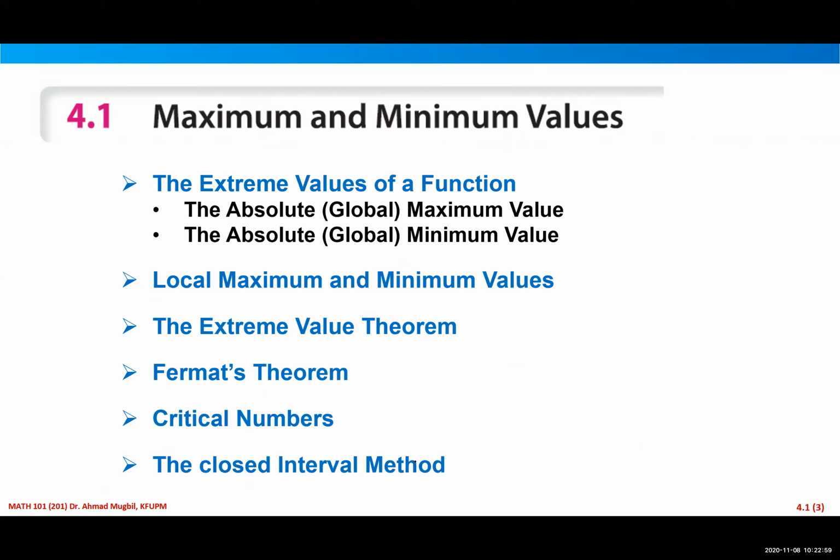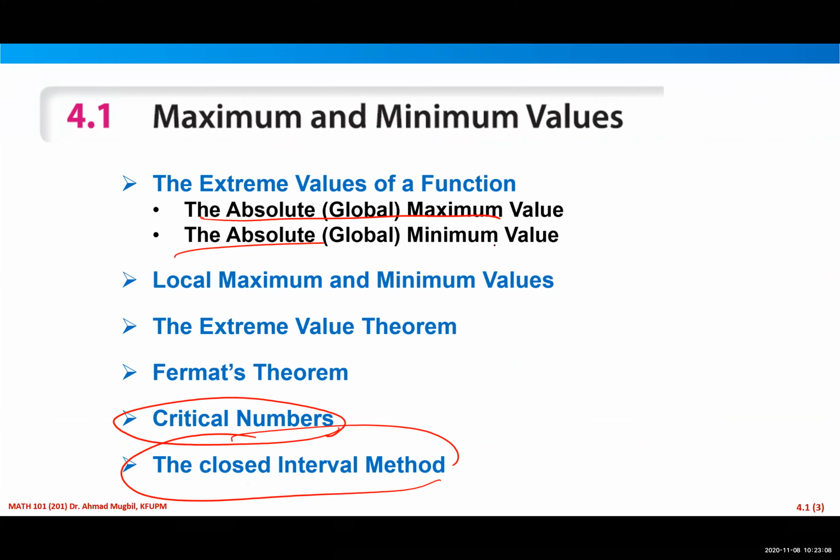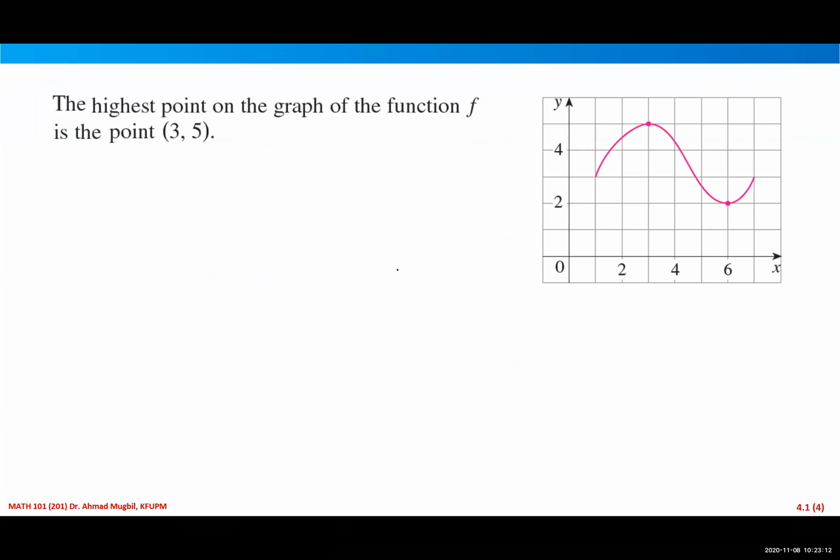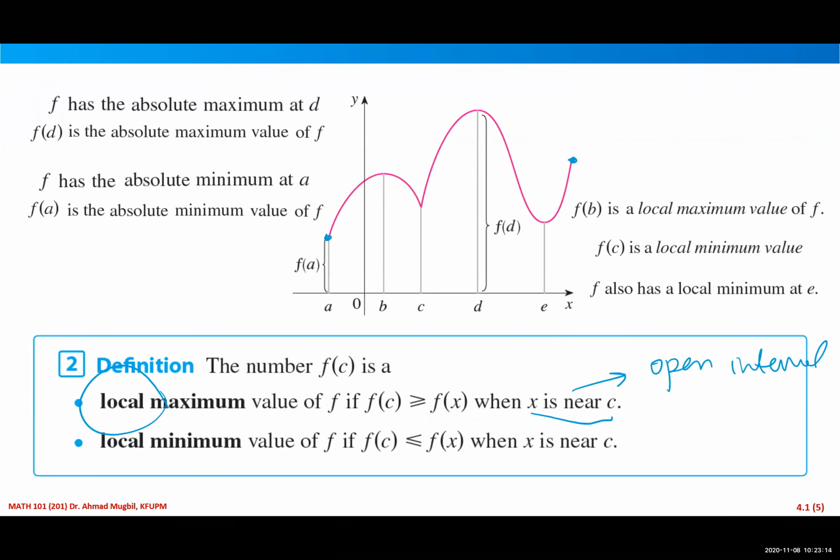If you have a question from this section, it will be mainly about two things: the critical numbers and how to find the absolute maximum and the absolute minimum by using the closed interval method. And you can check all the exam questions. You can find that most of them are about this issue.